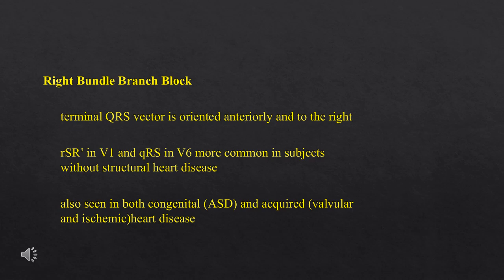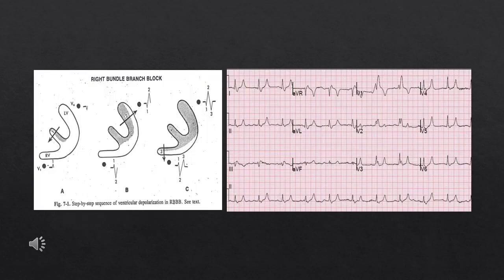Right bundle branch block is characterized by a QRS vector oriented anteriorly and to the right. The ECG pattern of RSR in V1 and QRS in V6 is common in subjects without structural heart disease, but these can also be seen in patients with congenital ASD and acquired valvular or ischemic heart disease. This is an ECG example of a complete right bundle branch block.